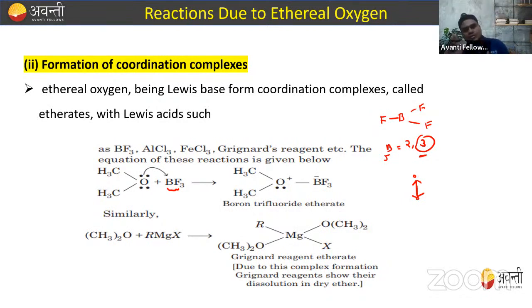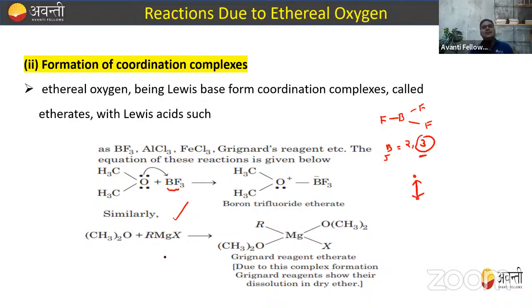Always remember, we have two types of bond now. The covalent bond, in which one electron from each atom is shared between them to make the bond. And the other is called a coordinate bond, which we are going to see in the coordination compounds chapter. It is a special type of bond in which both electrons come from the same atom. So this coordinate bond is formed between this BF3 and this ether. This is termed boron trifluoride etherate.